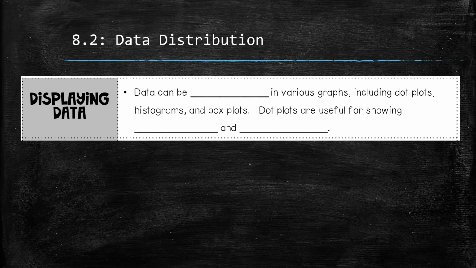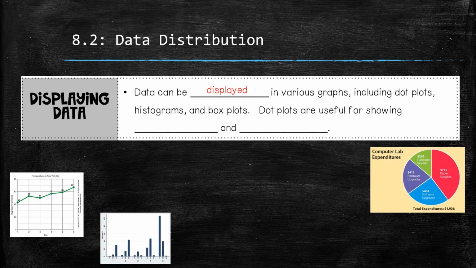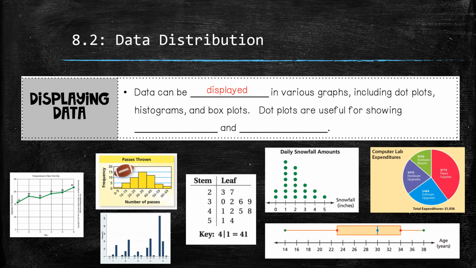Recall that in Lesson 1 we talked about data, and data is that collection of facts. Once we collect those facts, we can display it in a variety of graphs. You've discussed graphs in elementary school, such as bar graphs, line graphs, circle graphs, and you've even talked about dot plots. We can use dot plots along with histograms and box and whisker plots to describe the distribution of that data.